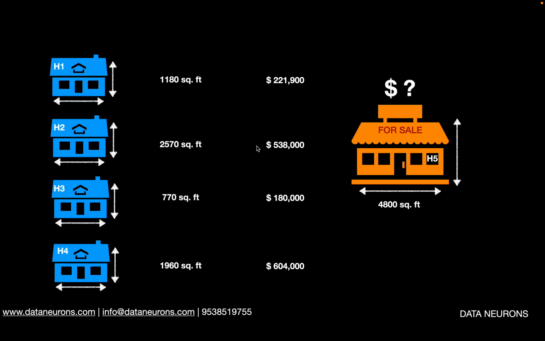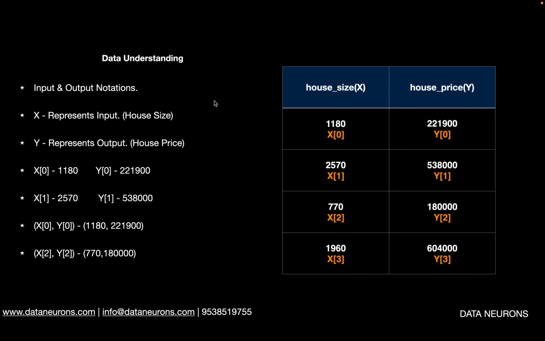Using this data set, we have to predict the house price for 4,800 square feet of area. We are going to predict what the dollar value will be for this particular house with the 4,800 square feet area. Hereafter we are going to refer to it as H5, right? As a first step in any data science use case or machine learning model building process, we understand the data. Since the data set is very small, I will go through some of the notations which we are going to talk about in more detail later.